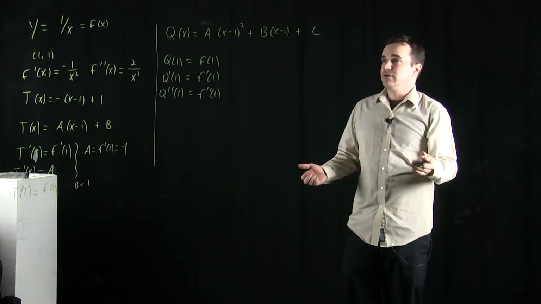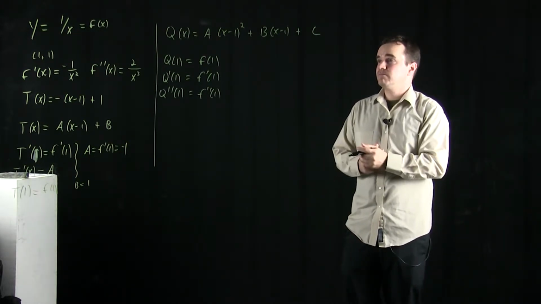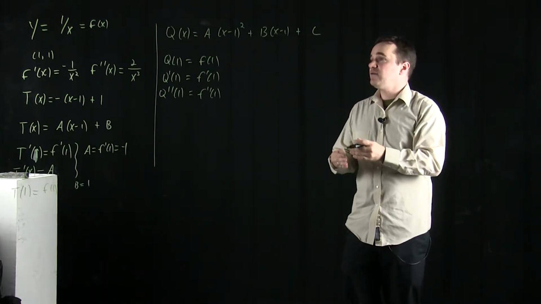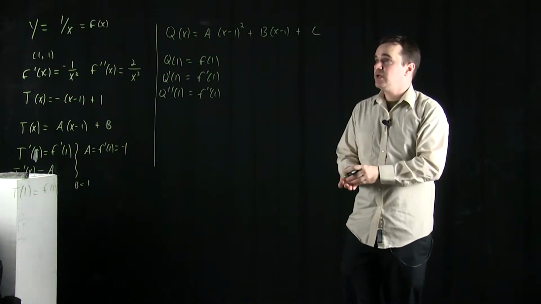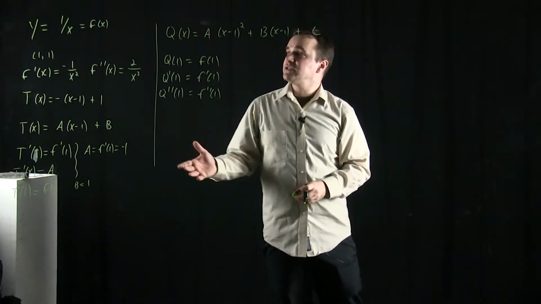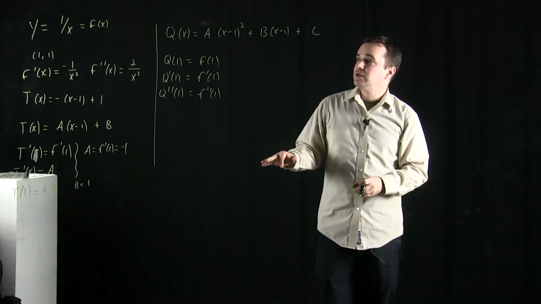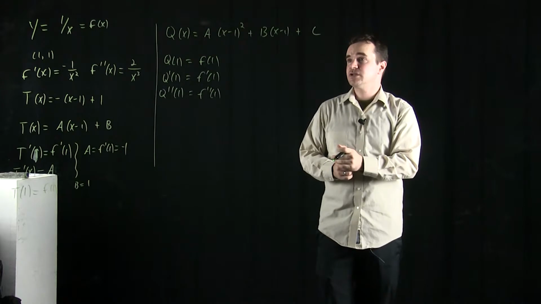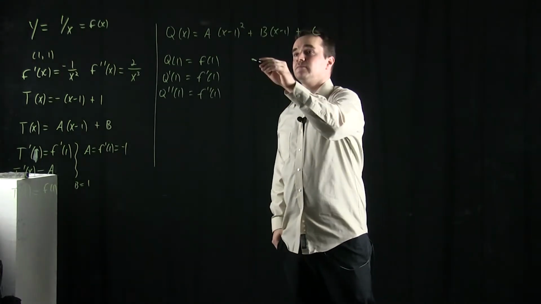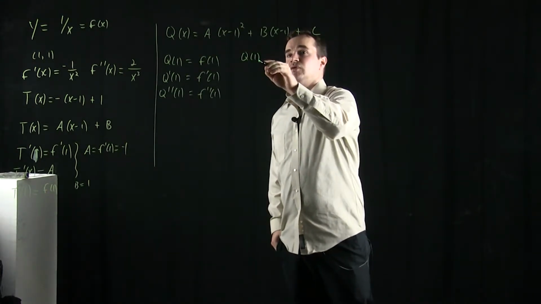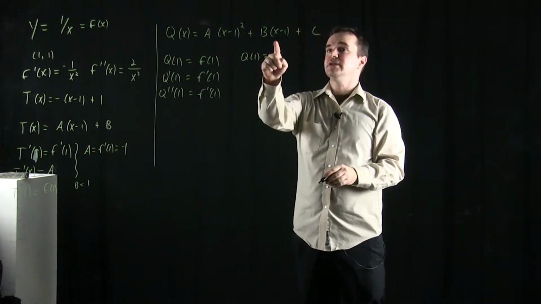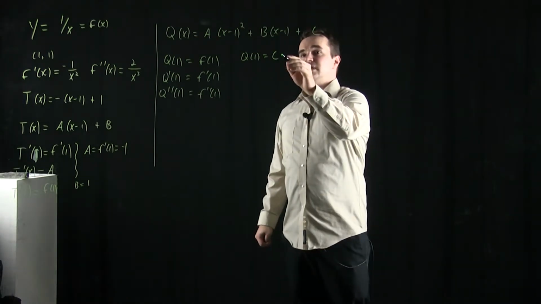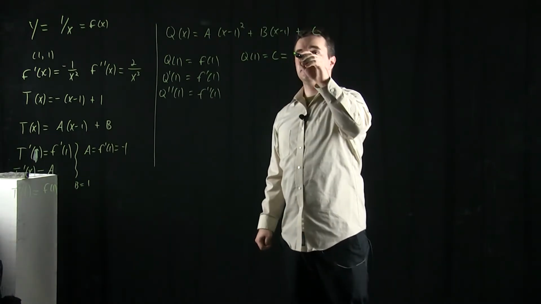And so how can I figure out what's what? Well, I know that f of 1 is equal to 1. I know that f prime of 1 is equal to negative 1. And plugging in the number 1 here, I can see that f double prime of 1 is just going to be equal to 2. So how does that correspond to the coefficients? Well, if I plug in 1 for x, I'm going to get 0, I'm just going to get c. So that tells me that c has to be f of 1, has to be equal to 1.